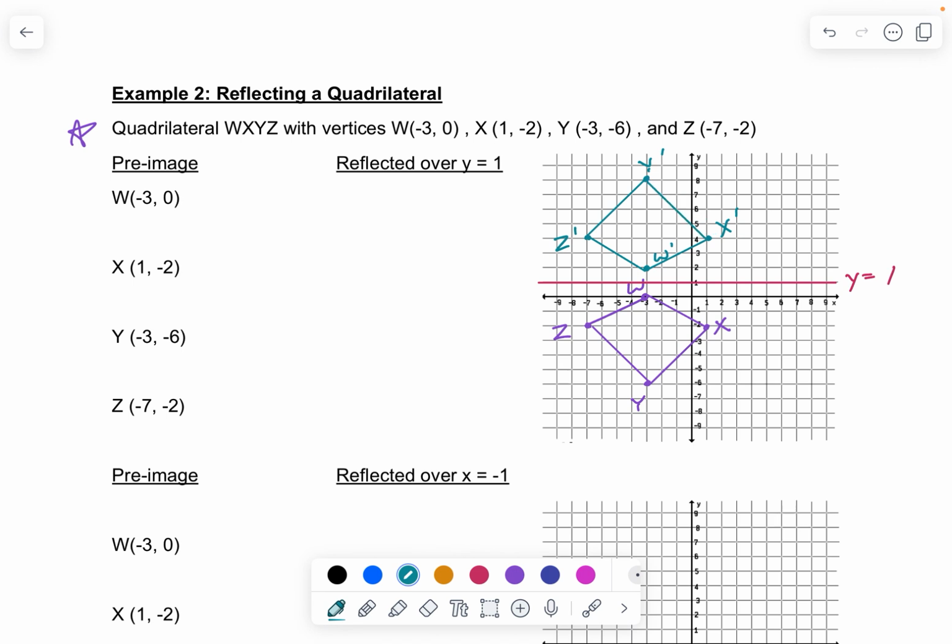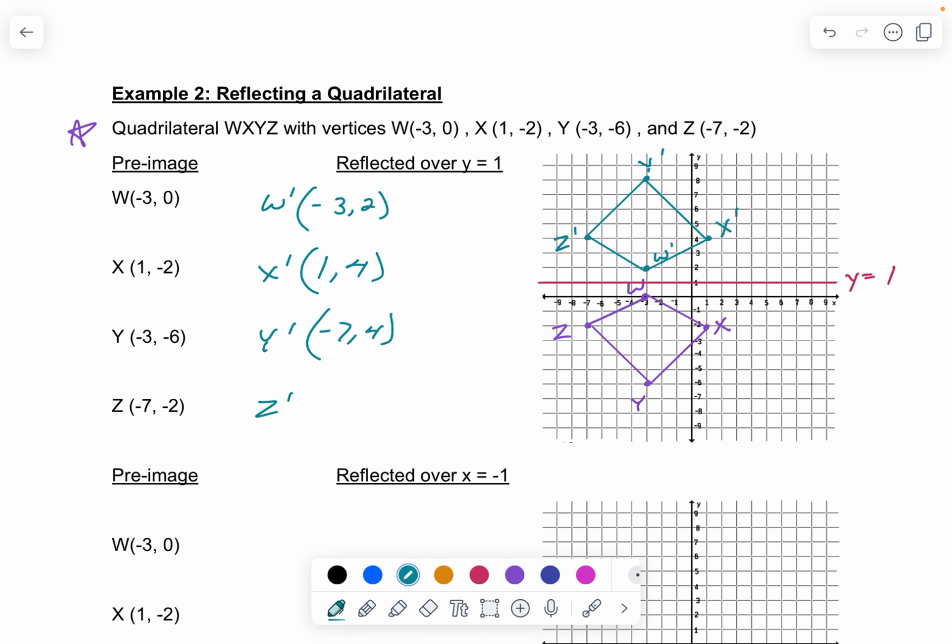And it is reflected. If we folded it on that line, we would have them be right on top of each other. So let's just write, we don't have a key this time. There's not quite the pattern, but let's just write down our coordinates. So W prime is at -3, 2. X prime is at 1, 4. Z prime is at -7, 4.